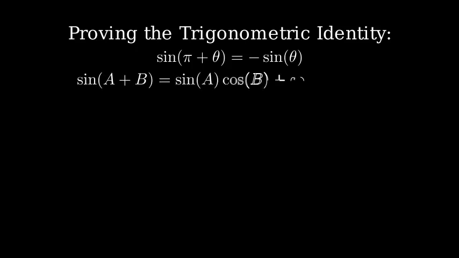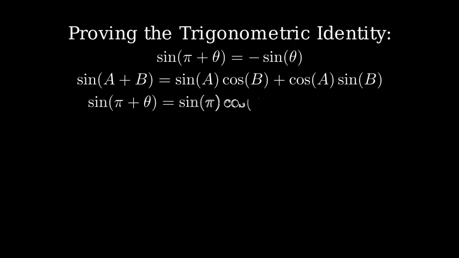The sine of a plus b equals sine of a times cosine of b plus cosine of a times sine of b. In our case, we're looking at sine of pi plus theta, so a equals pi and b equals theta. Let's substitute these values into our formula.